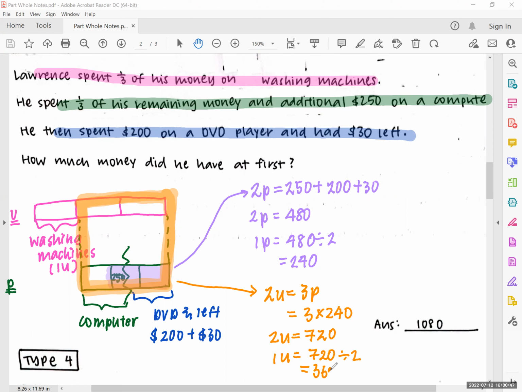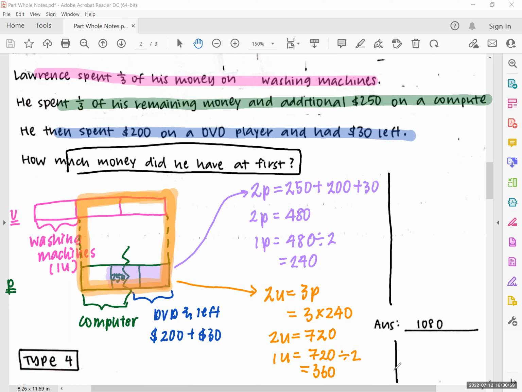And what's the question asking for? Yes, how much money he had at first. And where's the at first? Okay, the pink, which is 3 units. 360 times 3. 360 times 3 is 1080. Yes, the end.